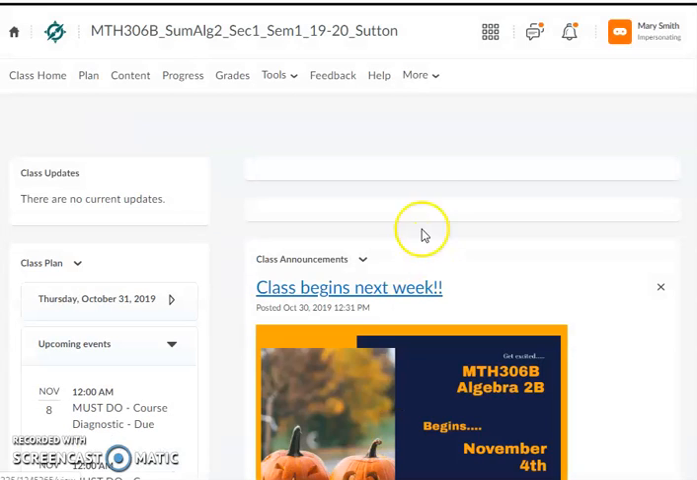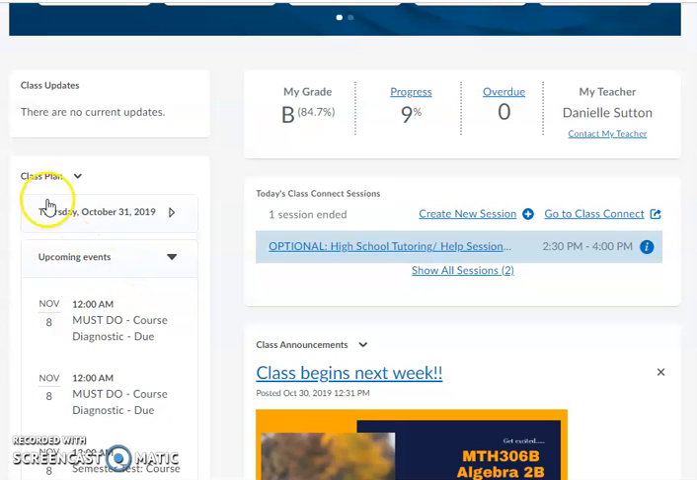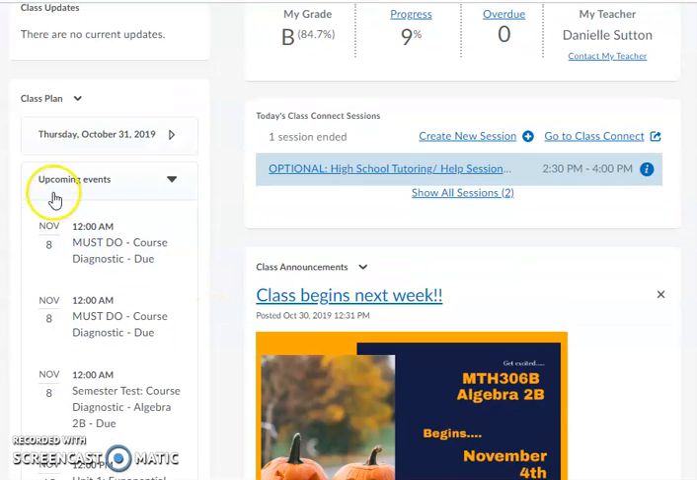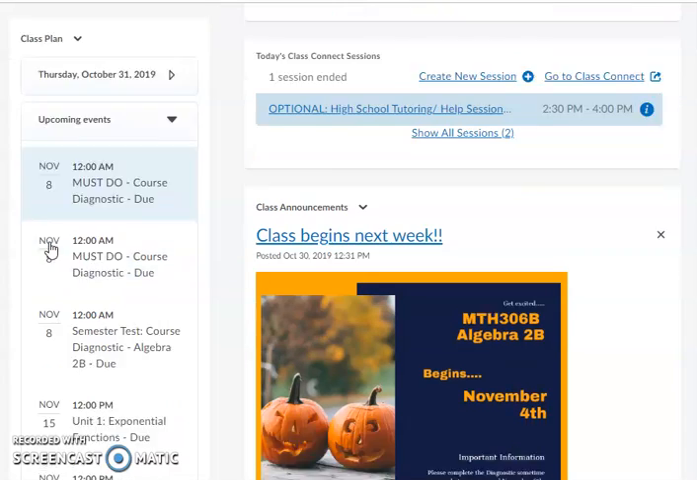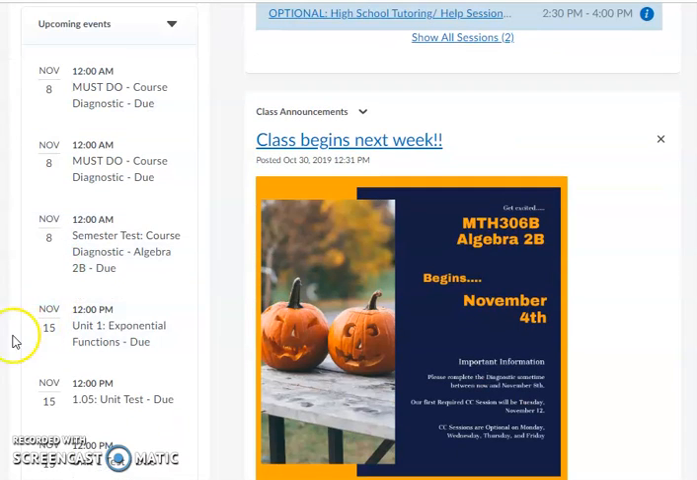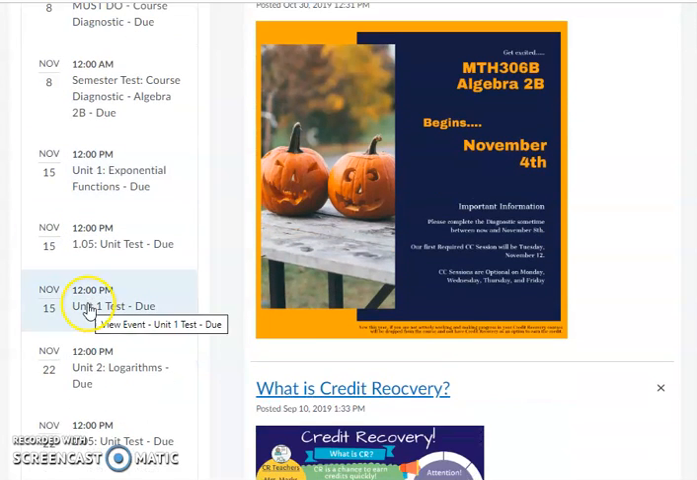And if I go to the class home again, you'll see on the left-hand side, you can see your upcoming events. So I just want you to have the diagnostic done by November 8th, which is next Friday. Then the next thing that is due, November 15th, Unit 1 is due. You already have it done, so you're good. You don't have to do anything else.